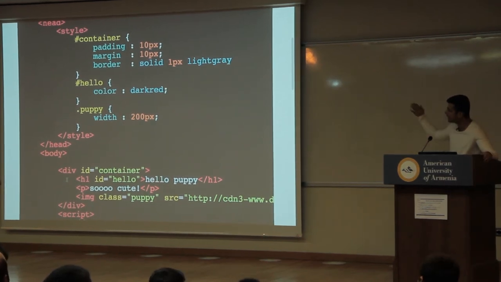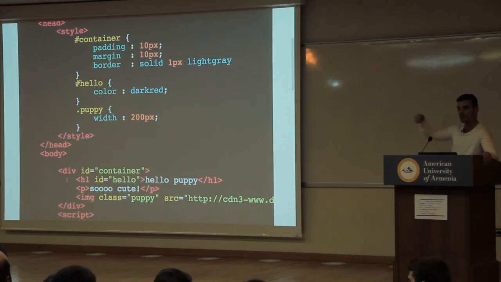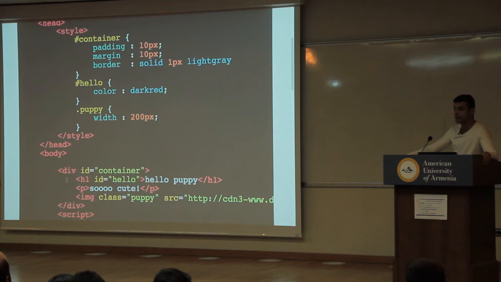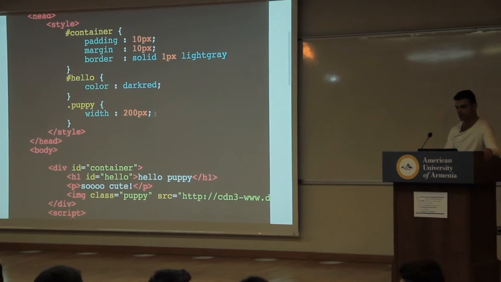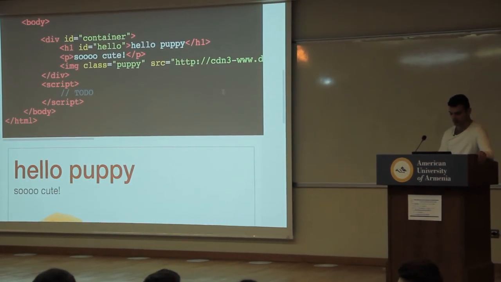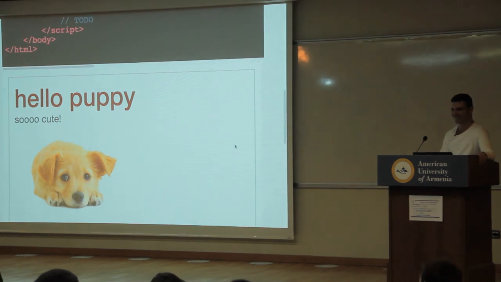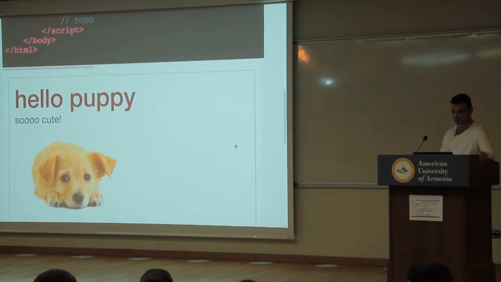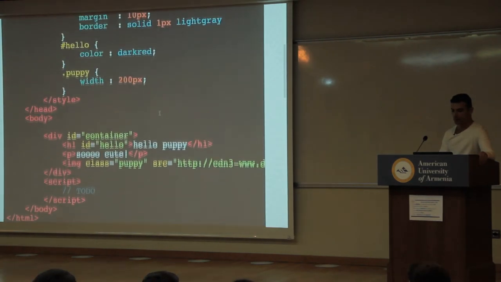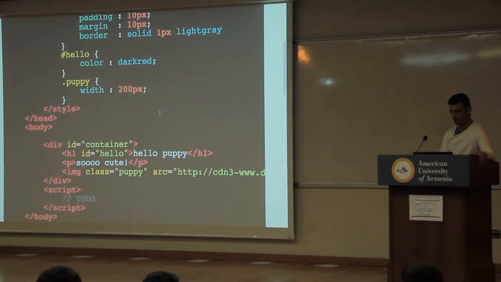This has various ways of selecting elements. Some are by class, which is by point, right? By element, or by ID, which uses hash. Point is class. So you see here, there's a class called puppy. So this would select this, right? And give it a width of 200 pixels. And the result of rendering this is something like that. Right? I know, super cute. Okay. So all of this, I think, makes sense to most of you, right?